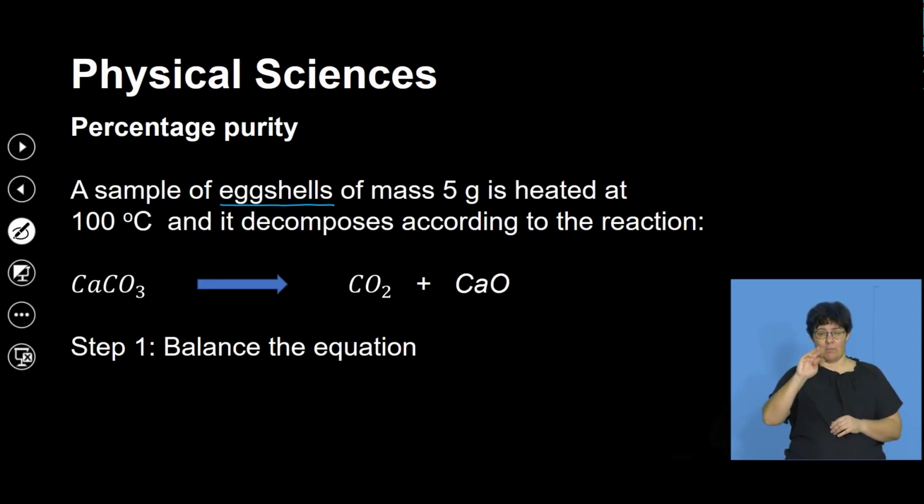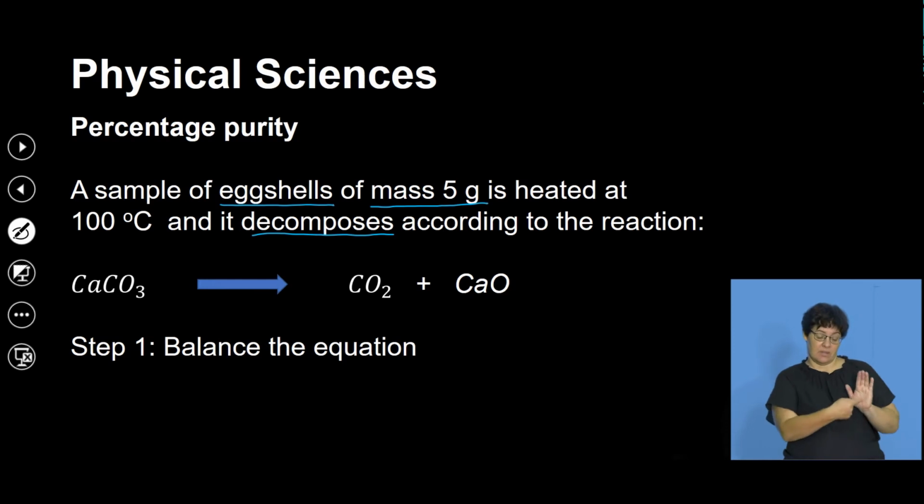So the total mass of the sample is 5 grams. It's heated at a temperature of 100 degrees Celsius, and it decomposes. What does this tell us? It tells us that this is a decomposition type of reaction. So step number 1, we need to balance the equation of the reaction.